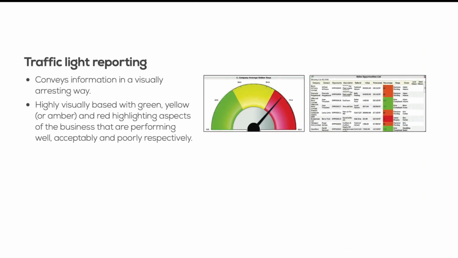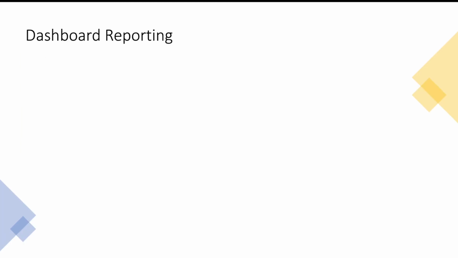Traffic light reporting conveys information in a visually arresting way. You can see the traffic light reporting, three lights. If it's red, it is risky. Yellow is a little bit less risky, and green is good. It is highly visual, with green, yellow or amber, and red highlighting aspects of the business that are performing well, acceptably, and poorly, respectively.